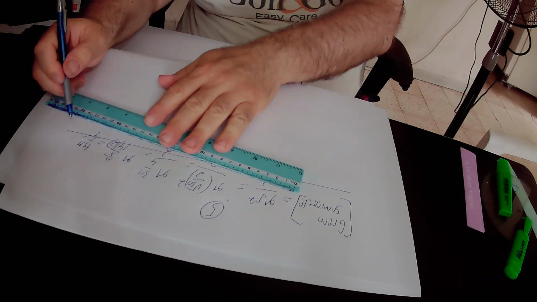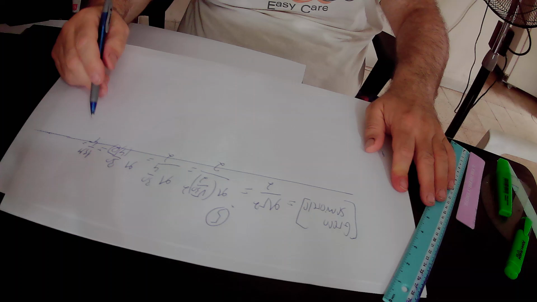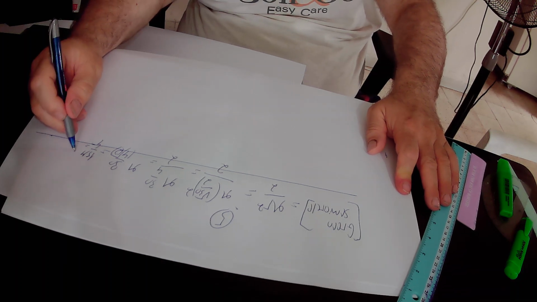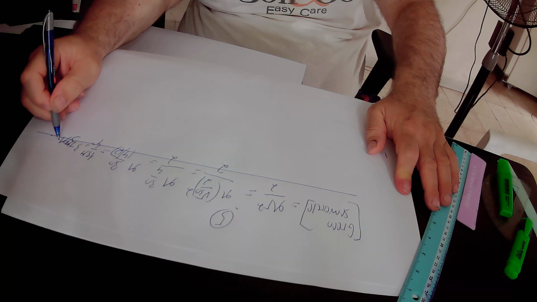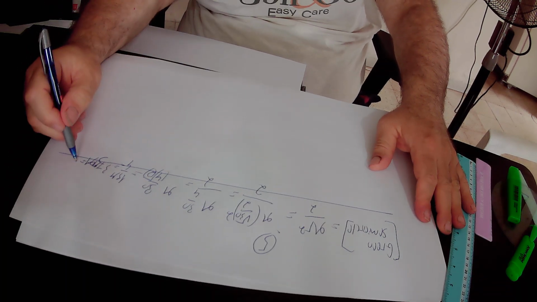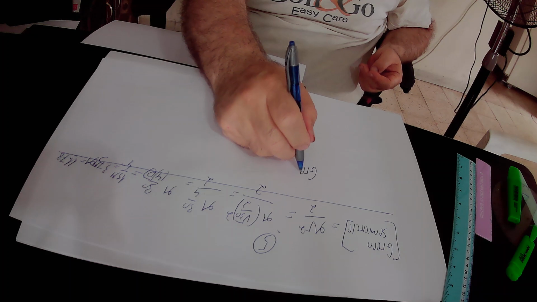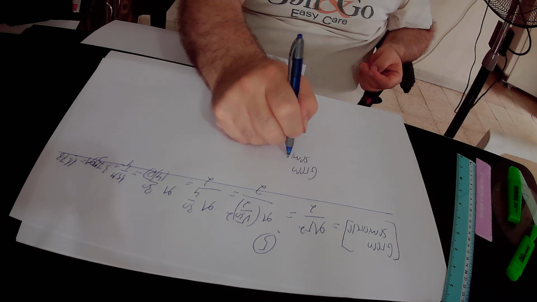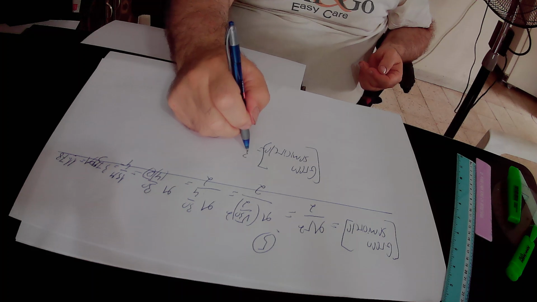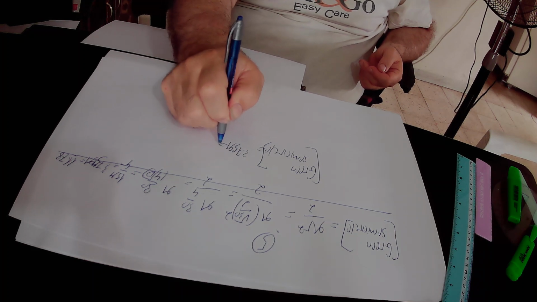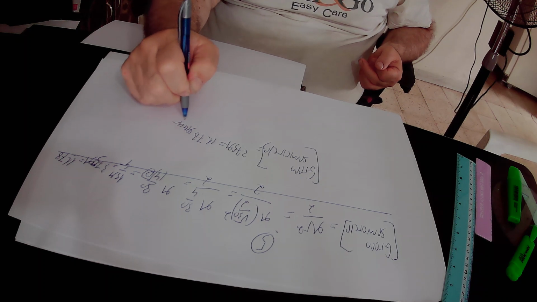15 over 4 is 3.75. So in total, this expression equals 3.75 pi, and 3.75 pi equals 11.78. So we actually found out that the area of the green semicircle equals either 3.75 pi square units, or in terms of numbers, it equals 11.78 square units.